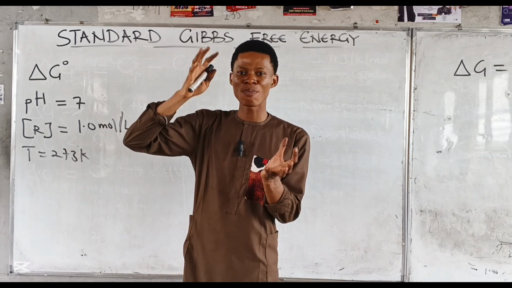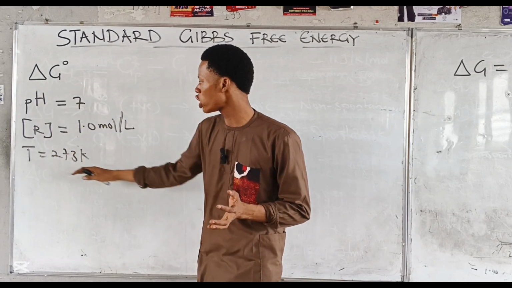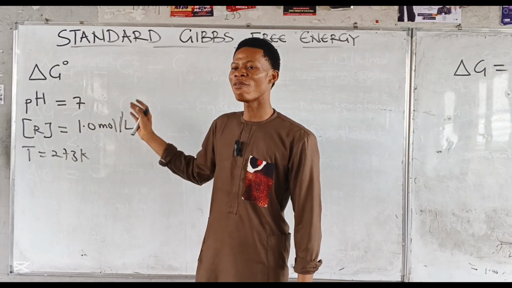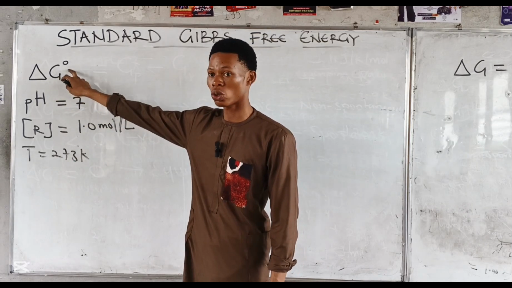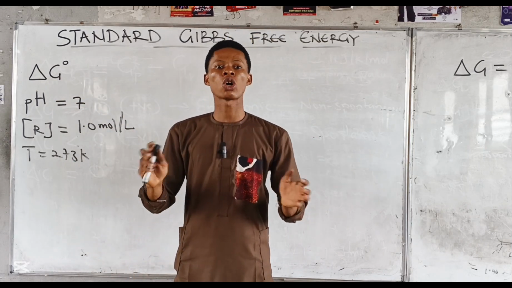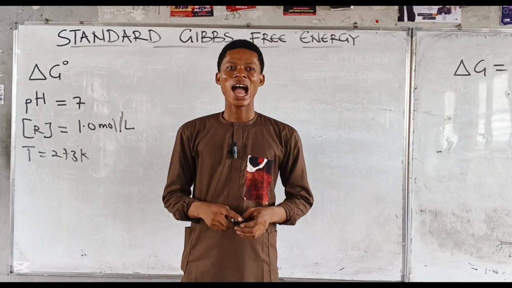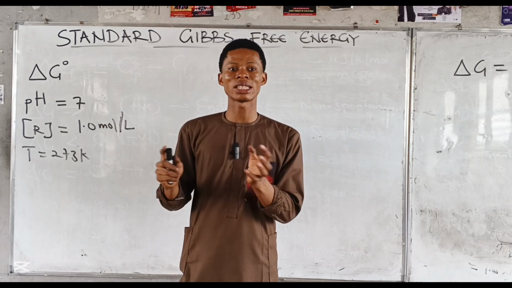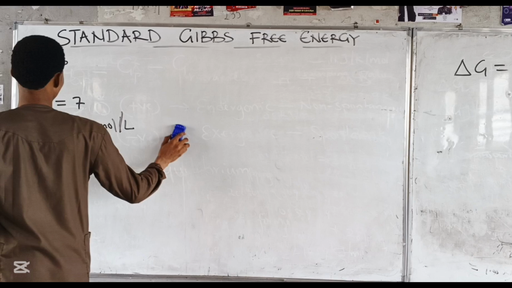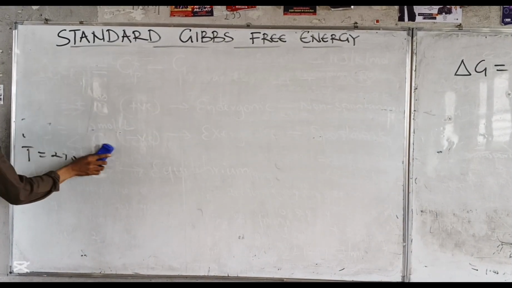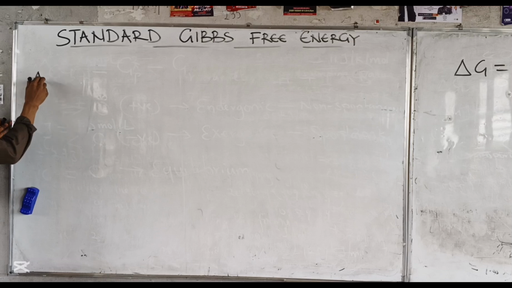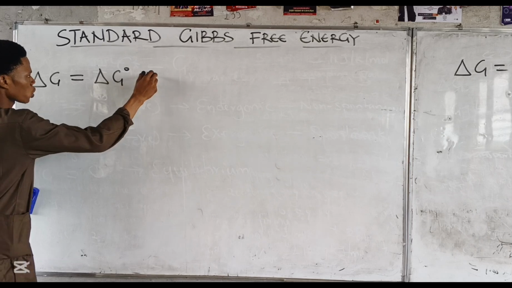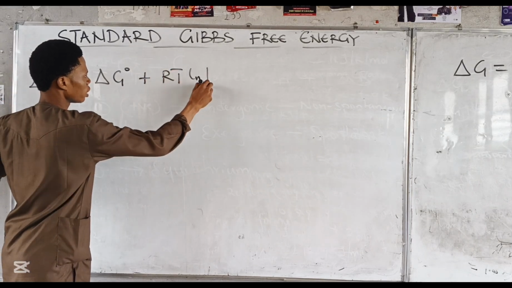So, if the temperature or the pH or the reactants are not at these values, then we'll just be looking at delta G. But if everything is in this standard state, we'll look at delta G naught, right? But since things are not always standard, how do we relate the standard and the one that is not standard? They are related with the formula: delta G equal to delta G naught plus RT ln K.